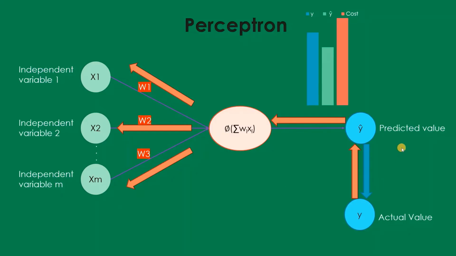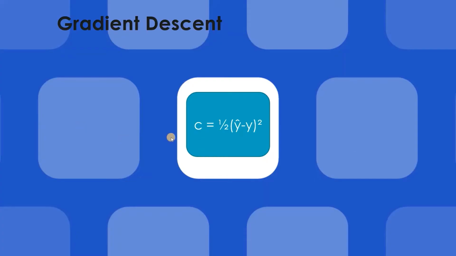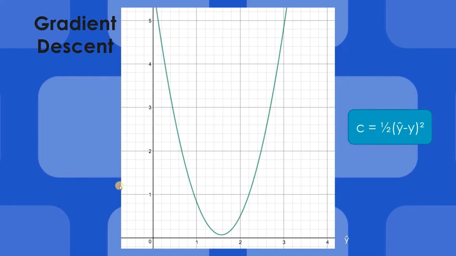Now to reduce that cost function, remember I told you that we are going to use a concept known as gradient descent. So let's talk more about gradient descent. The cost function is nothing but a quadratic equation in y, so its graph is going to be a parabola, and of course it is going to have a minimum value. For example, this is the graph of a particular neural network for a particular cost function. On the y-axis we have the cost function, on the x-axis we have the predicted value, that is y hat.